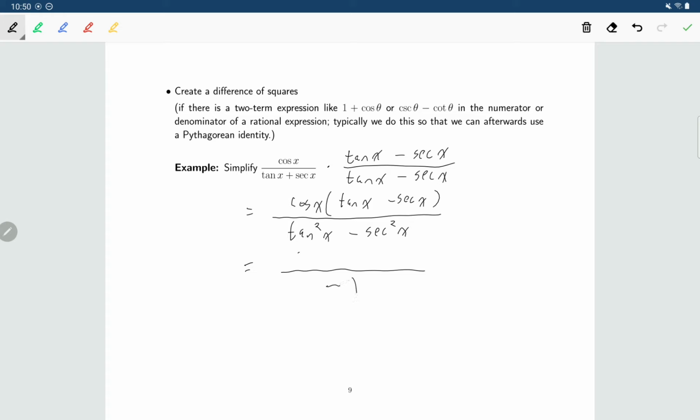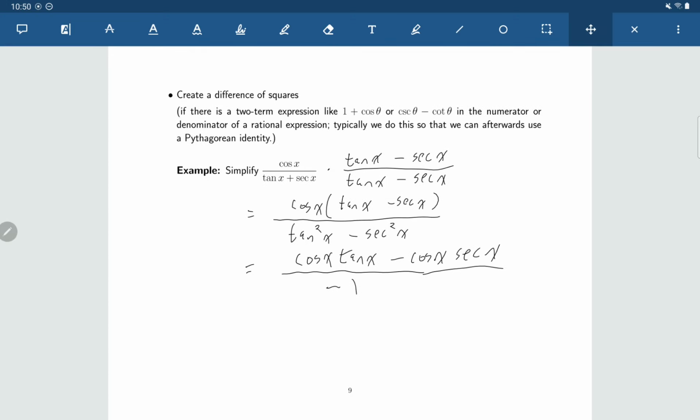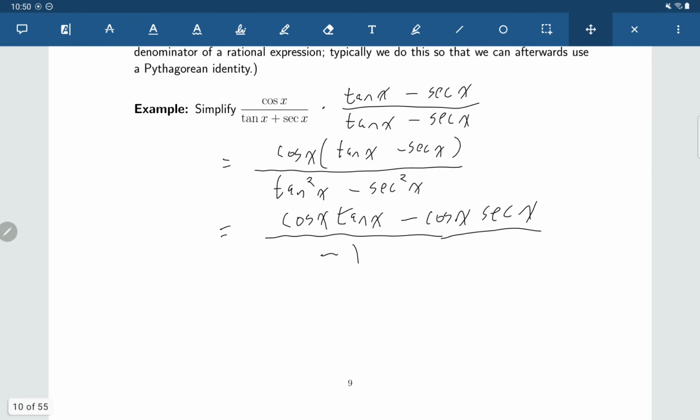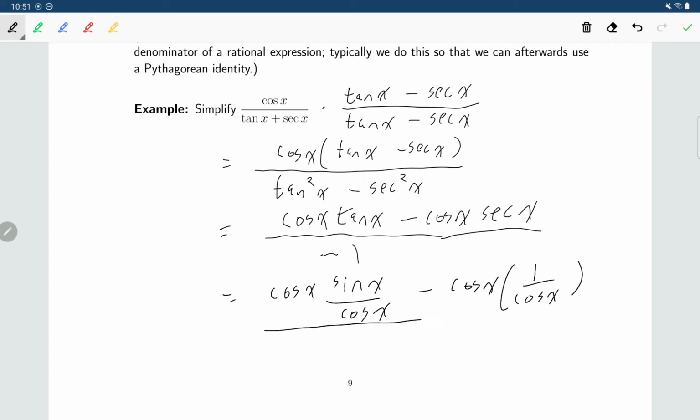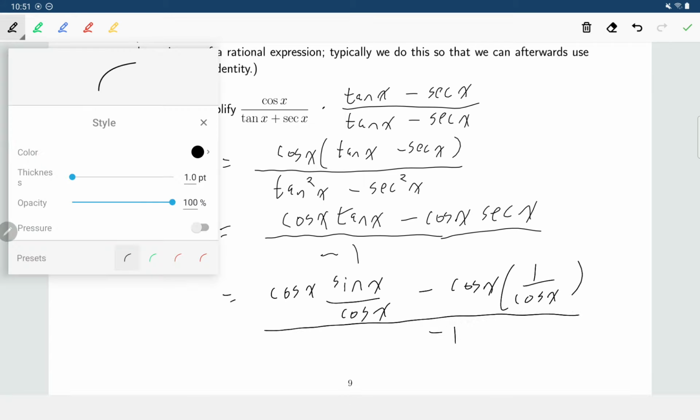For the numerator, I'm going to simplify my life here by first off rewriting this as cosine times tangent minus cosine times secant. And I'm going to now simplify this by rewriting tangent and secant in terms of sines and cosines. Tangent is sine over cosine. And secant is the reciprocal of cosine. And a bunch of things are going to clean up nicely for us here.